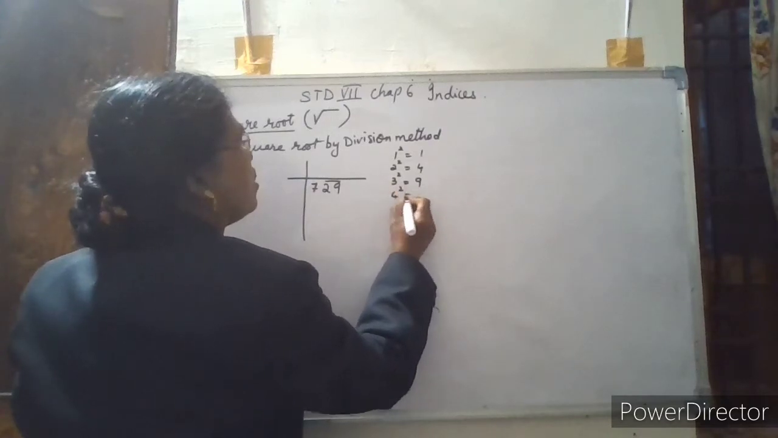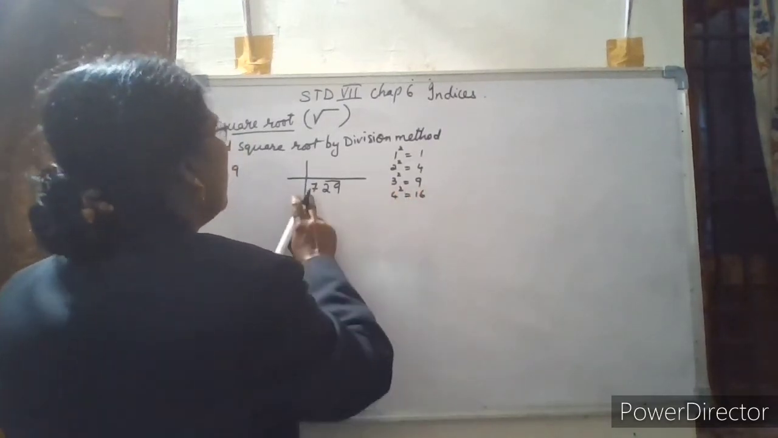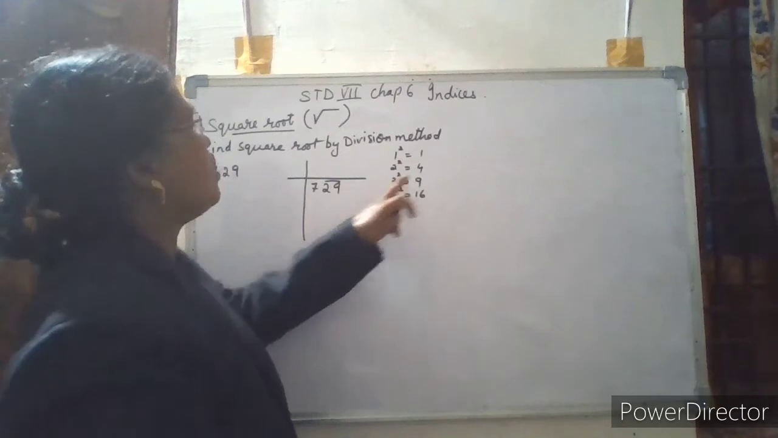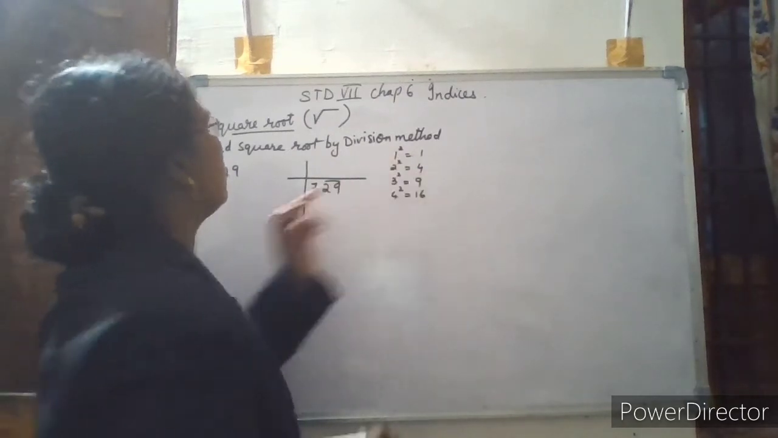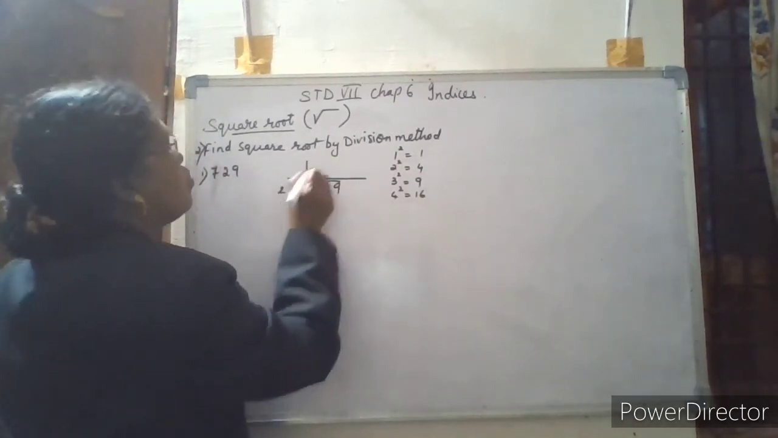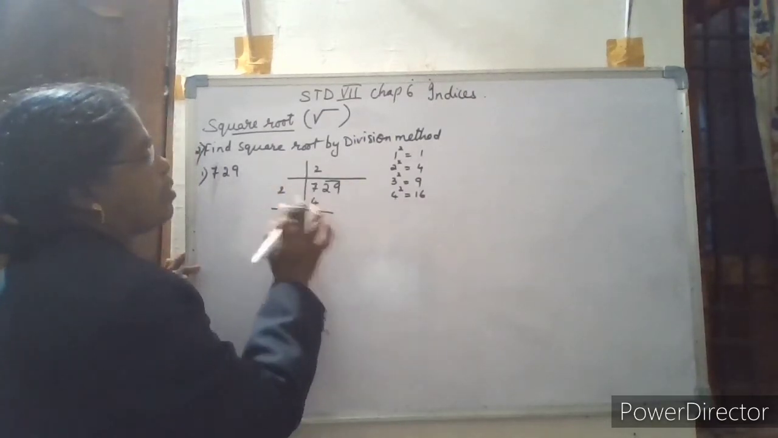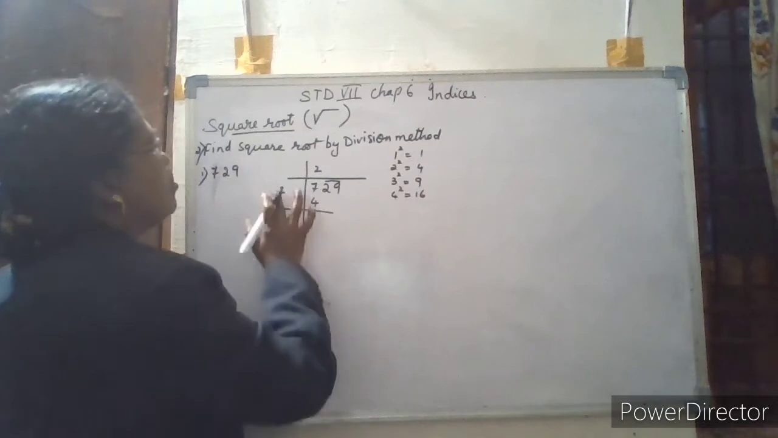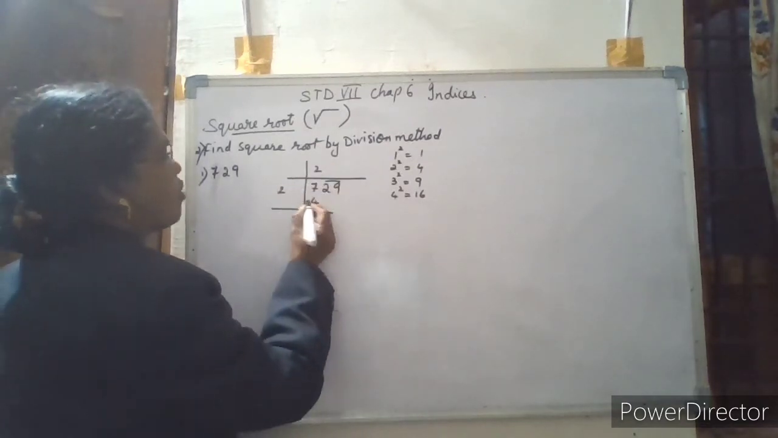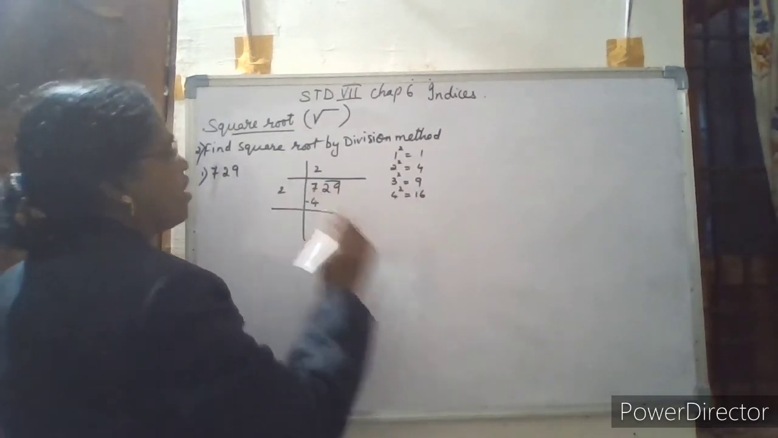So the nearest square number to 7 is 4. Yes, so we'll write 2 2s are 4. If I take 3 3s it will be 9, which is more than 7, so I cannot take that. So 2 2s are 4, the nearest square. Now subtract it, just like simple division. It's a little bit like simple division.